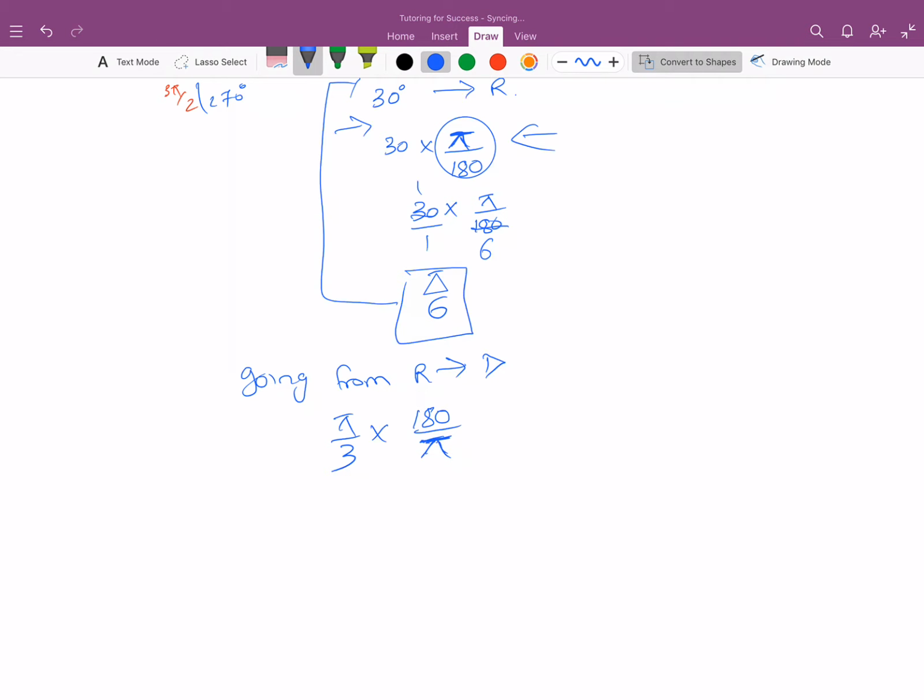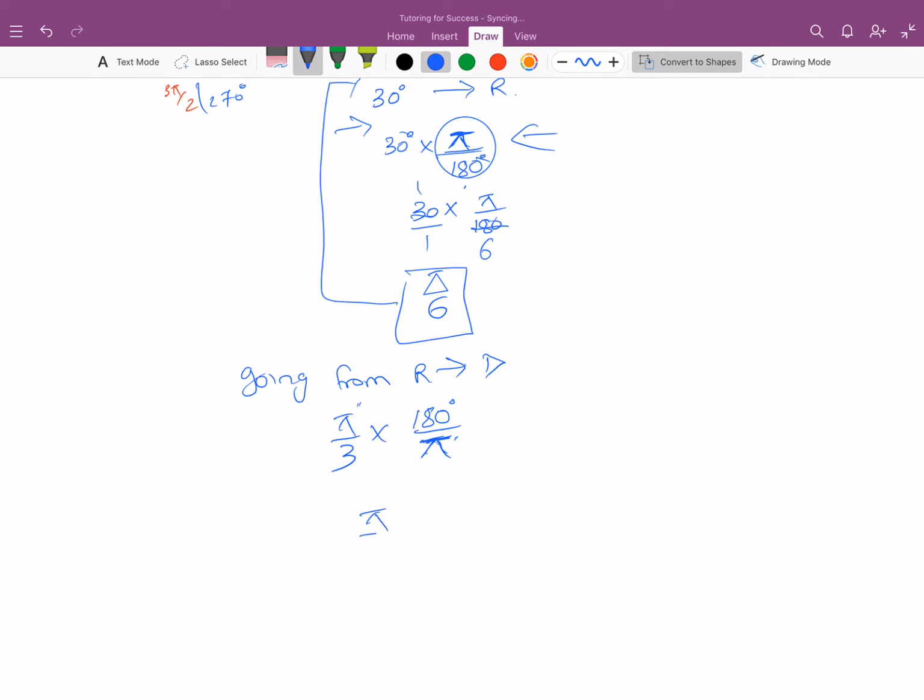And there is a trick behind it. Why are we doing it? Because this was degrees, you want to get rid of that degree unit. That is why you divided by 180. So here you want to get rid of this pi radians unit, so you divide by pi, so you will only have degrees left. That is the whole concept.